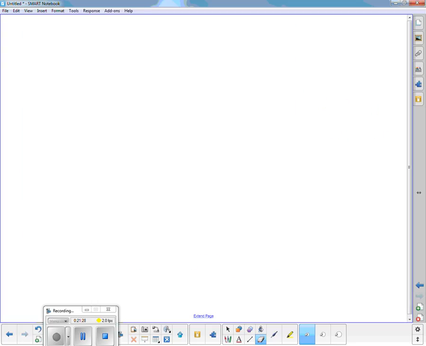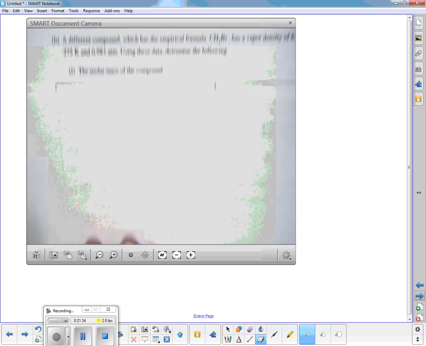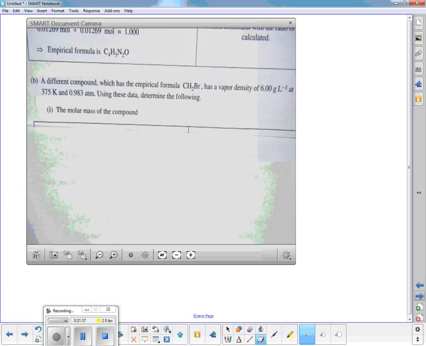Okay, let's look at the next one. So the next one then gets into a different compound which has an empirical formula of this and a density of this.